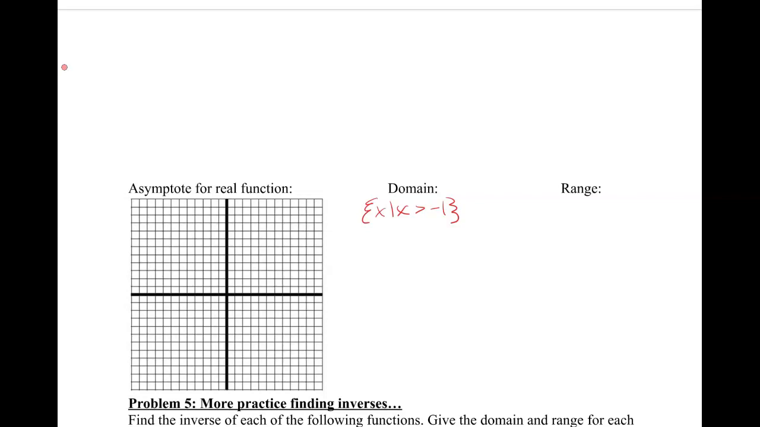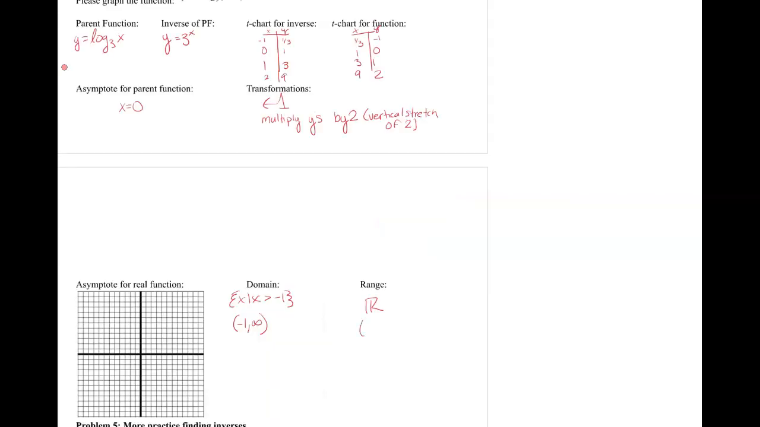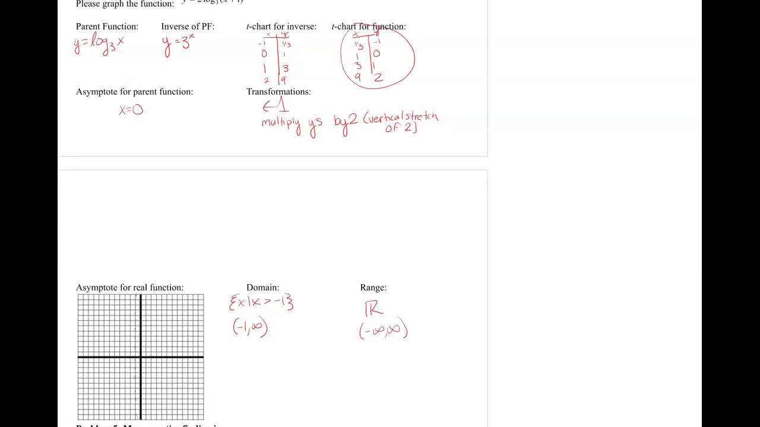Alright, and like I said, I don't use set builder all that much, so I usually use from -1 to +infinity. Alright, and then my ranges in this case would be all real numbers, aka -infinity to +infinity. Alright, from here I have my asymptote at -1. And then from here, I just use my t-chart on my functions and my transformations.